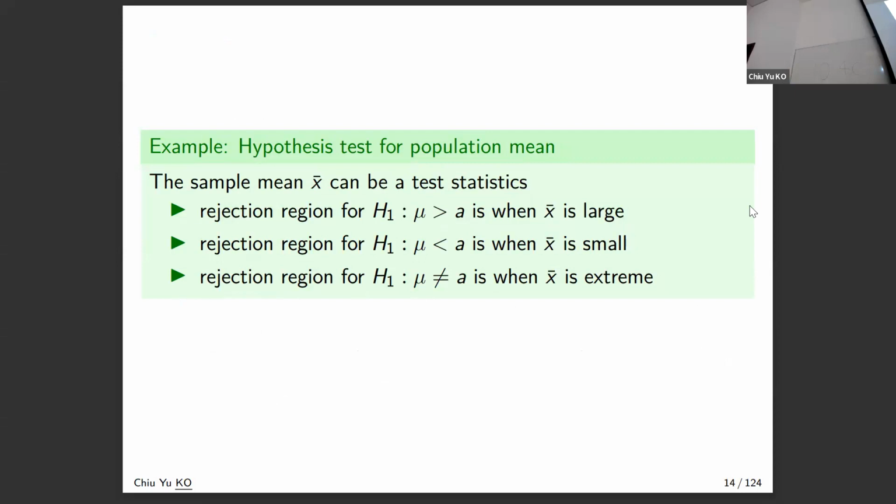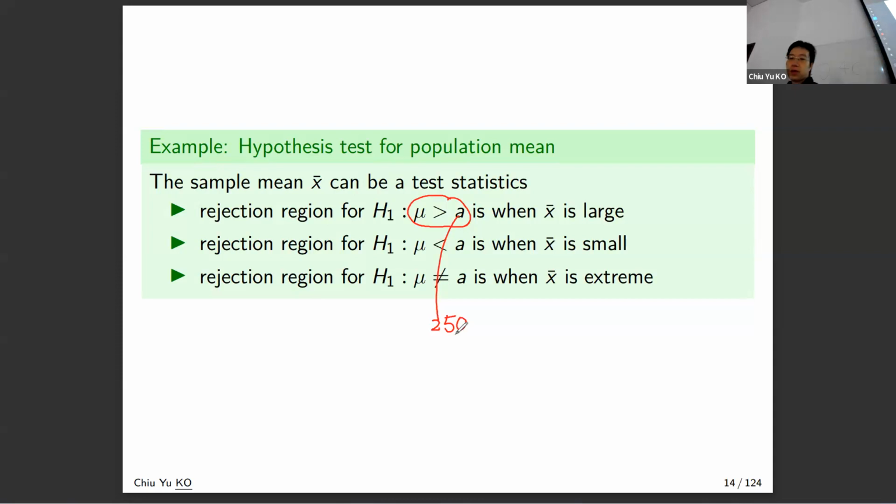The idea is this. We want to test whether mu is bigger than A. You can imagine A is 250. Maybe you want to see whether the box is more than 250. Why? Because maybe the company doesn't want to put in more liquid inside, otherwise they lose money. They want exactly 250. This is your quality control. You don't want more than 250.